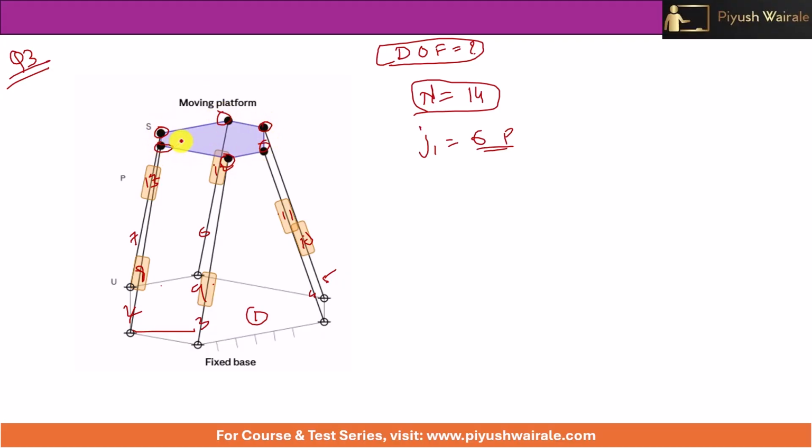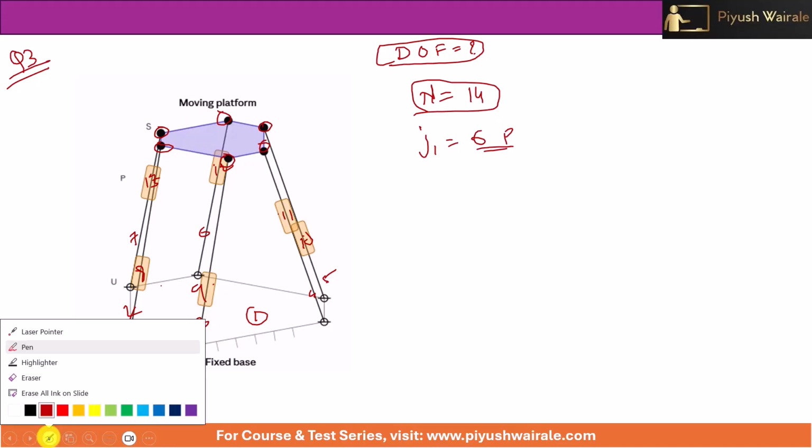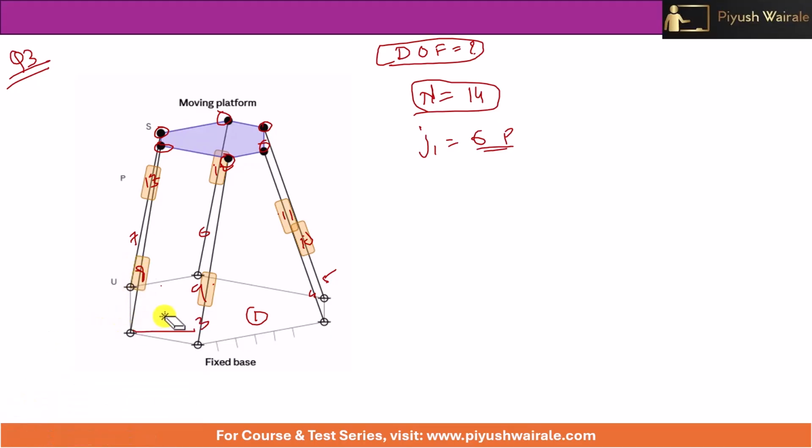Is this a revolute joint? No. See the symbols here, okay? So let me remove this one. I hope you got how we got 14 links here, okay? That's it. Now here we have 6 prismatic joints for sure. You can see here, right? These are the 6 prismatic joints.